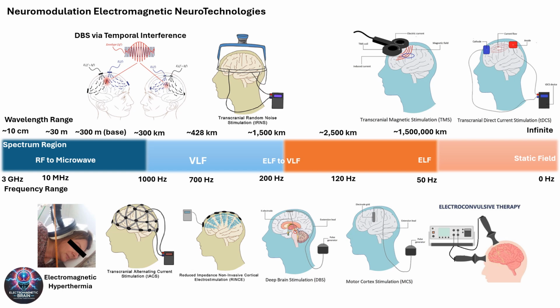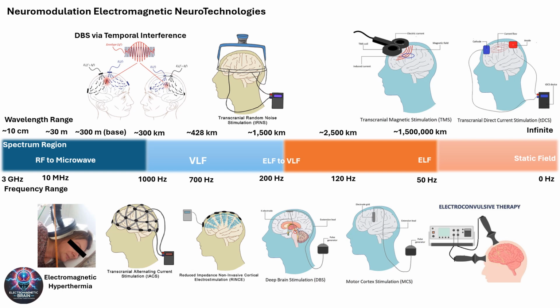Moving upward in frequency, we reach the extremely low frequency range, which operates around 50 Hz, with a wavelength of 500 kilometers. As we continue up the frequency ladder, we enter higher frequency ranges such as VLF, very low frequency, and radio frequency, progressing to microwave frequencies around 3 GHz with wavelengths as small as 10 centimeters. The relationship between frequency and wavelength determines how electromagnetic fields interact with biological tissues.